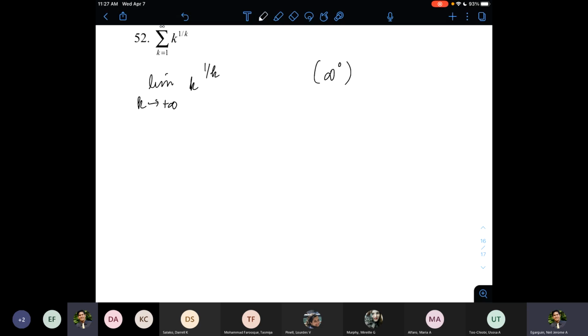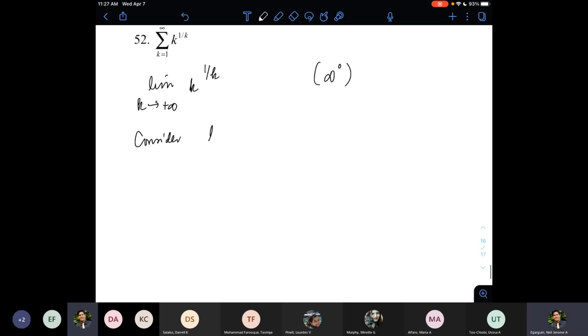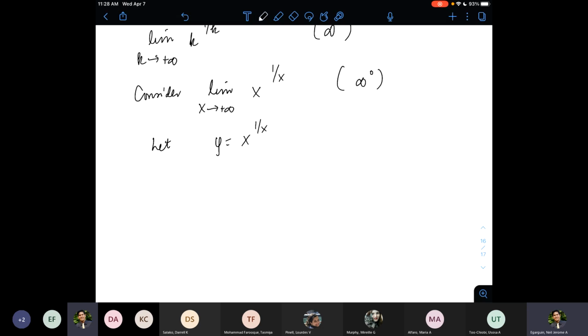So what I'll do here is to consider the real valued counterpart, say the limit of x to the 1 over x as x approaches positive infinity, which is an indeterminate form, infinity to the 0. And what I'll try to do is to let y be equal to x to the 1 over x, which is a review of what you did in Calculus 1.